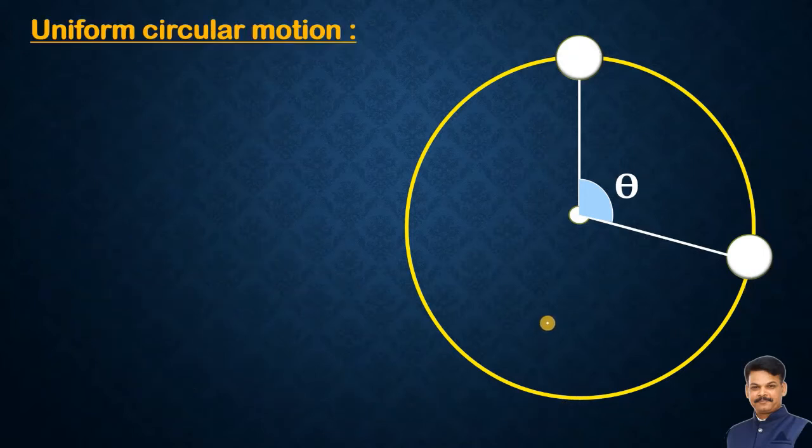Let us understand the uniform circular motion. We know what is circular motion, right? If the object is moving around a fixed point in a circular path, then the motion of that object is called circular motion, definitely. And also we came to know about what is angular displacement and what is angular velocity, right? Now, based on all these things, let us understand the uniform circular motion.